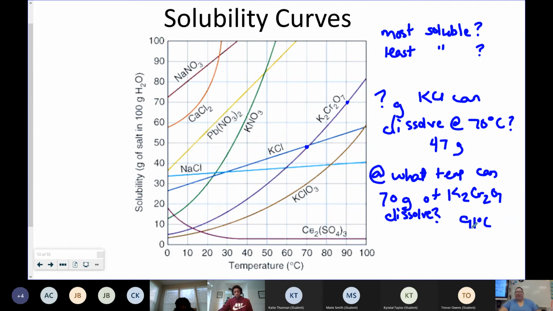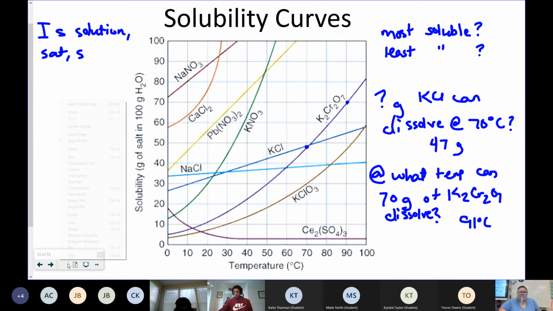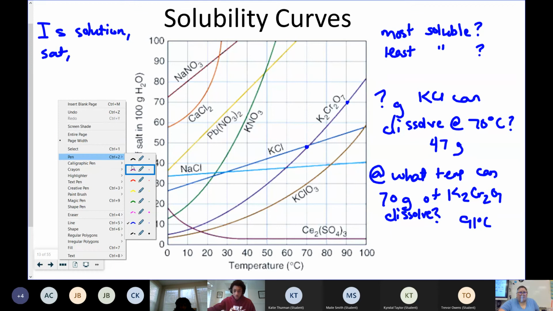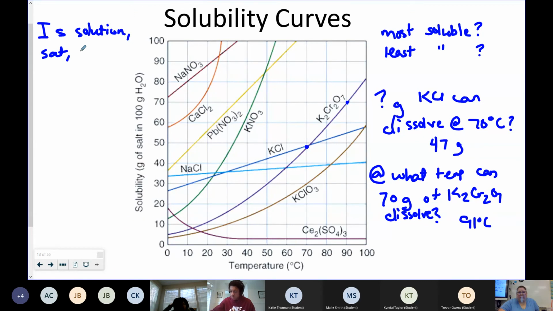Other things that you may be asked are, is the solution, it might ask if it is saturated, unsaturated, or supersaturated.